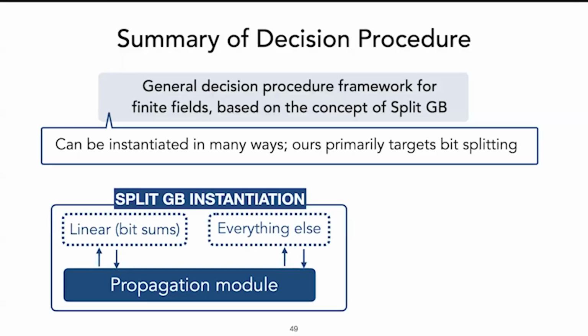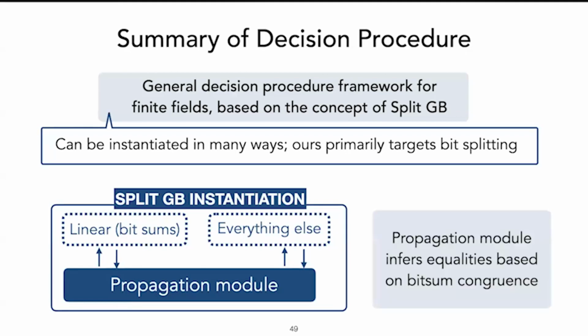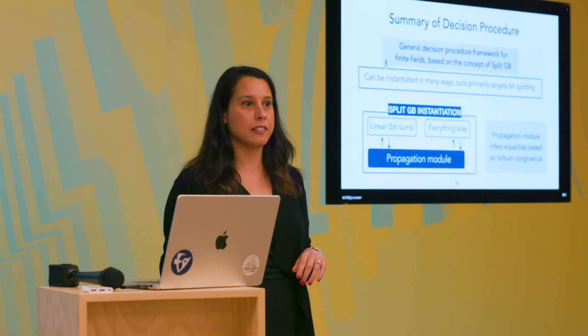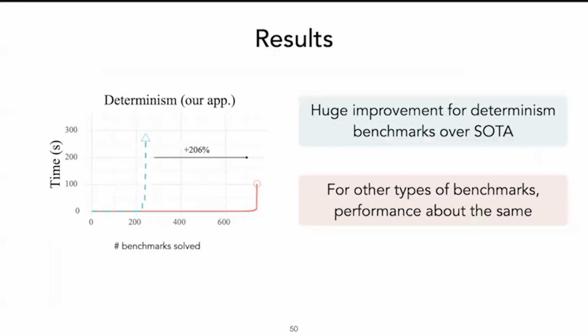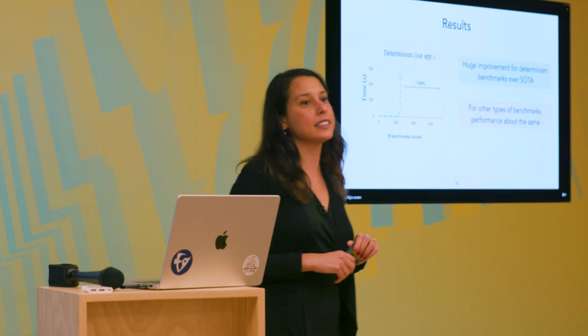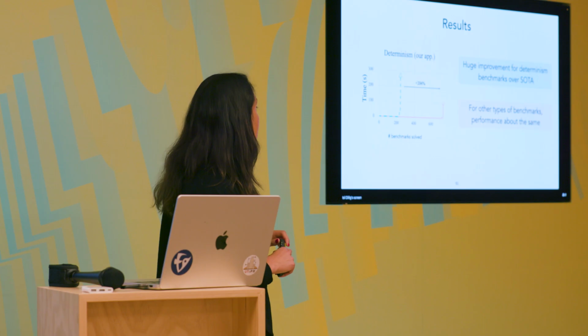So in our specific instantiation of this algorithm, we separate the constraint into two parts. We have the linear part, which does include the bit sums because those are linear, and we have everything else. And then the propagation module essentially focuses on inferring equalities based on bit sum congruence. So it's very tailored towards that observation I made at the beginning. And the key result is what I showed you at the very beginning. If you look at satisfiability queries about determinism, this technique makes a huge improvement. You can answer 3 times as many satisfiability queries as compared to the prior state of the art.